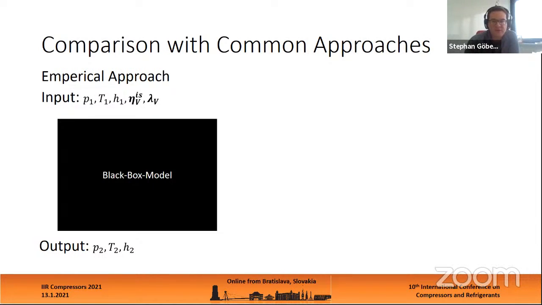Usually in Modelica, you only find empirical approaches, which means that you first of all need a whole map of efficiencies. So typically for the isentropic and the volumetric efficiency to describe the energy flow and the mass flow. Furthermore, you need the thermodynamic state at the inlet. And with this, the black box model can then describe the thermodynamic state at the output. And with these values, you can calculate further data.